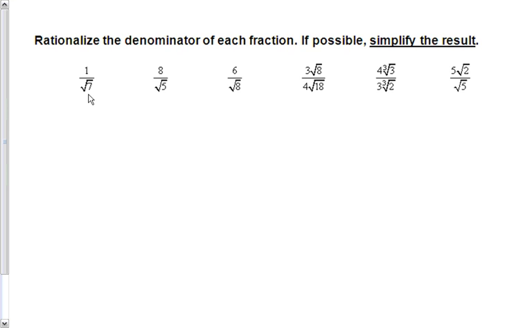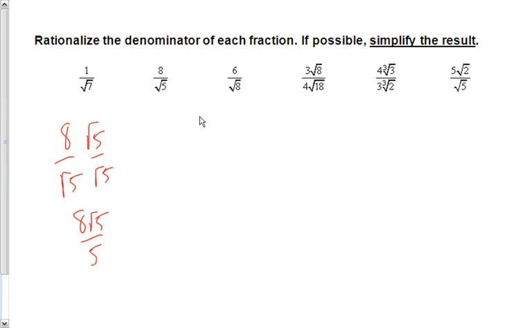Okay? So we just did the first one. Let's take a look at the second one. 8 over radical 5. It's already reduced, so we're just going to multiply by radical 5 over radical 5. That's the denominator. That's 8 radical 5 on the top. 5 and 5 give me radical 25, which is just 5. Can't reduce. No radicals in the bottom. Done.